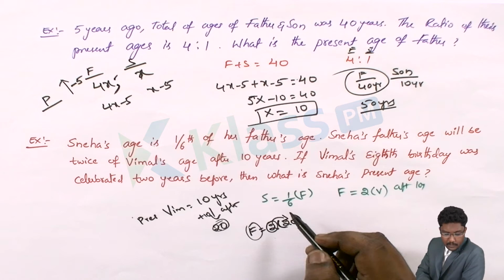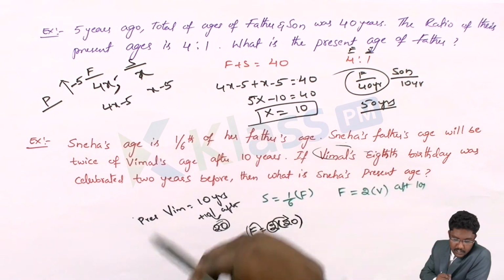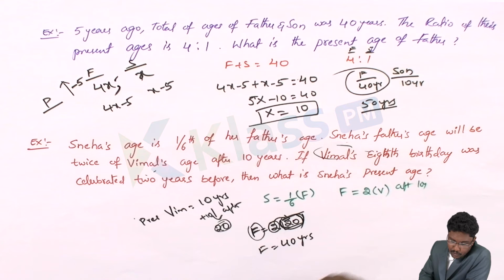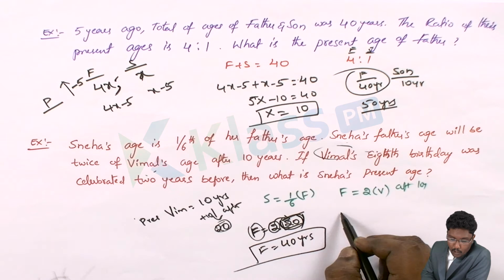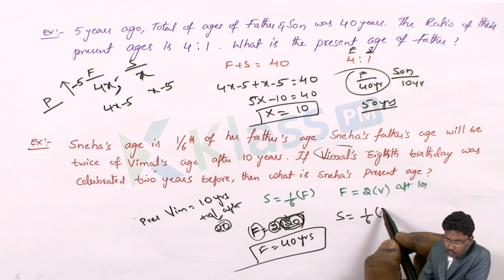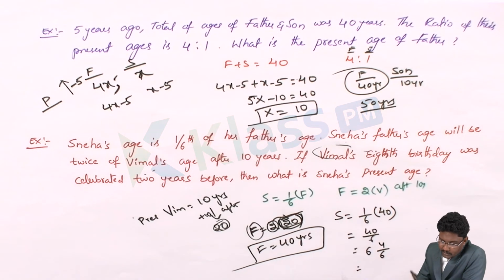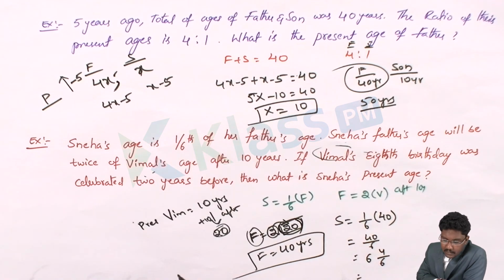Don't confuse here. Now you know the present age of Vimal is 10 years. Sneha's father's age will be twice Vimal's age after 10 years. After 10 years, Vimal's age is 20 and father's age is 2 times that. Now father's age is 40 years. Sneha's age is 1/6 of her father's age. What is 40 by 6? So Sneha's age will be 6 years.